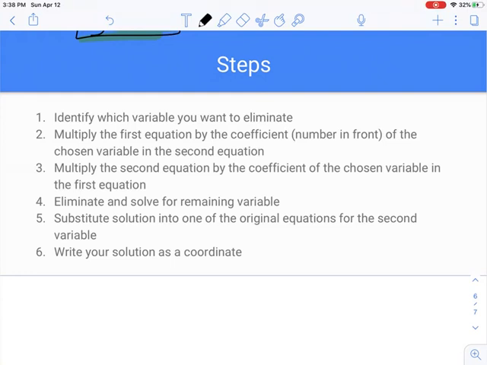Then we eliminated one of the variables and solved for what was left. Then once we got our x or y value, we substituted back into one of the original equations to find our other variable. And then we have to make sure we write our solution as a coordinate x comma y.